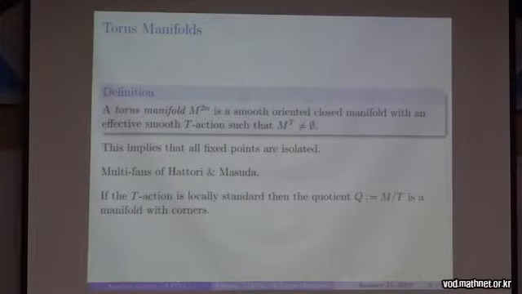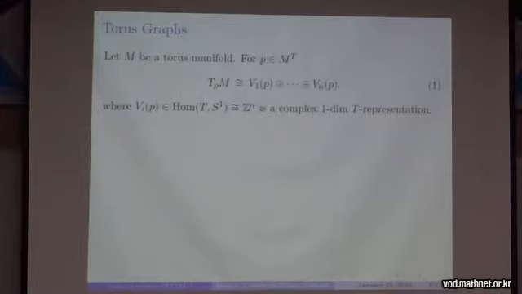So if the T action, the torus action on the torus manifold, is locally standard, then we'll also get the quotient space being a manifold with corners. Okay, it's going to be important. Right. So instead of associating a combinatorial object like a multifan to a torus manifold, we're going to associate a combinatorial object called a torus graph to a torus manifold.